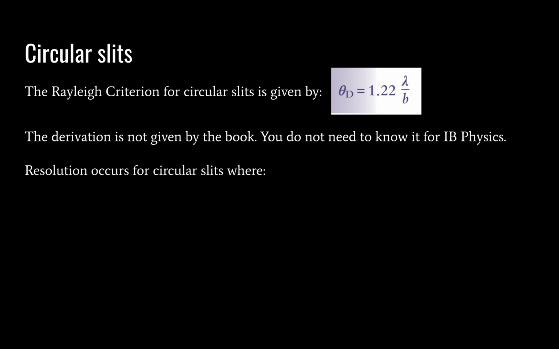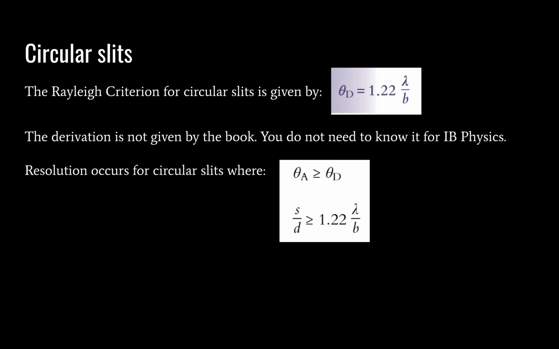So resolution occurs for circular slits where theta sub A is greater than or equal to theta sub D. So the distance between objects divided by the distance to the objects must be greater than or equal to 1.22 times the wavelength divided by the slit width. Okay, so read your book carefully and get a little additional context if you need to.